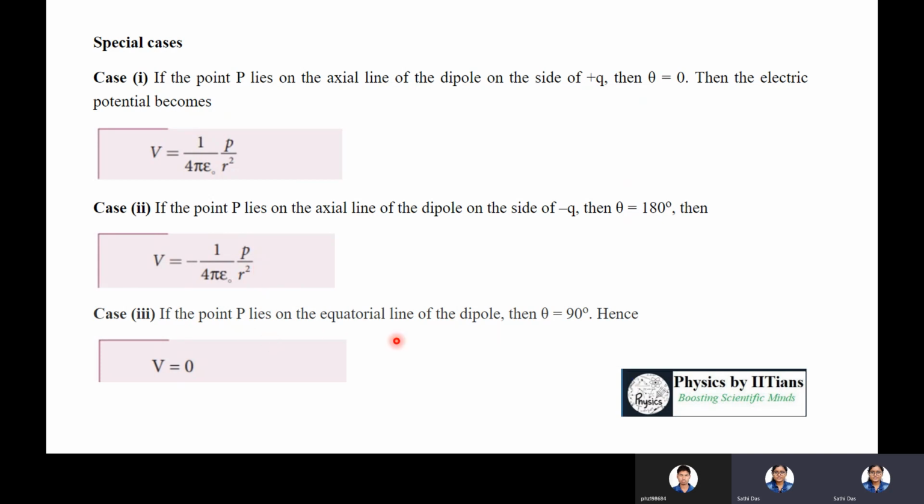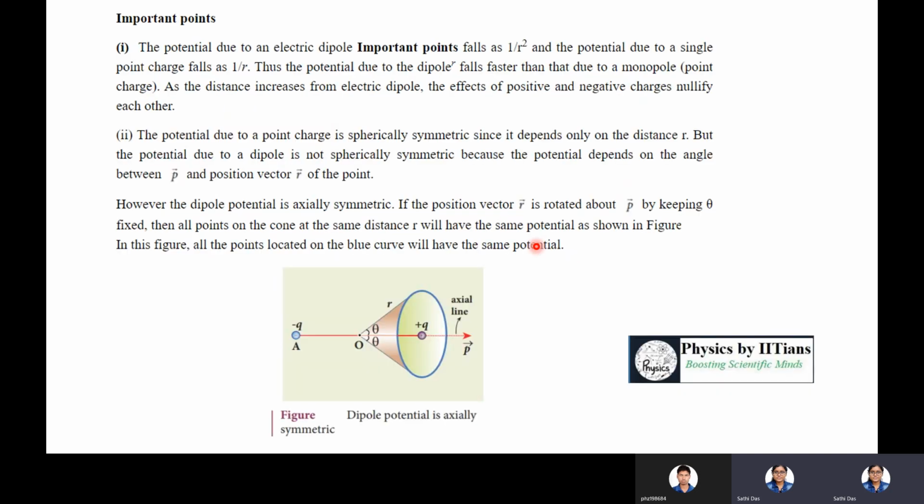Now if the point P lies on the equatorial plane of the dipole, what is the equatorial plane? That is theta equals 90 degrees, and cos 90 degrees equals 0. So the potential is 0. These are the three special cases you should remember to solve problems.